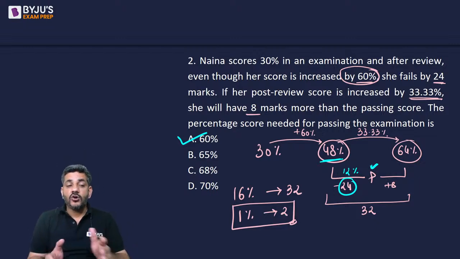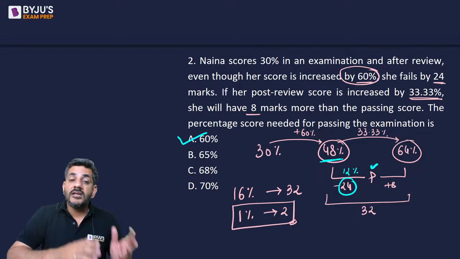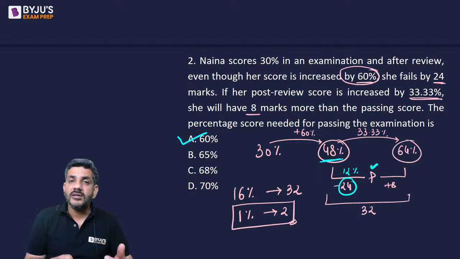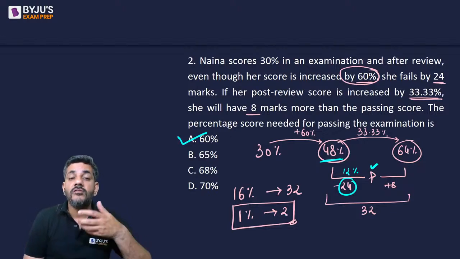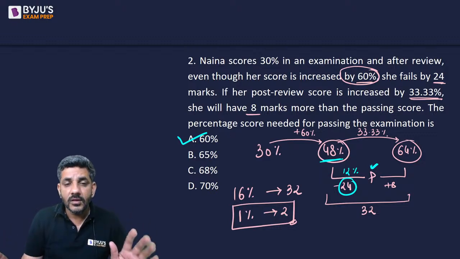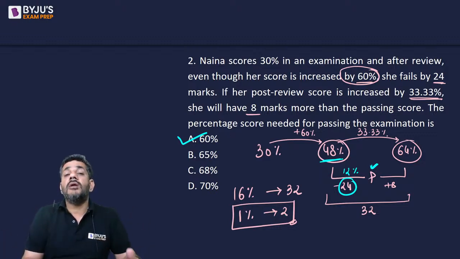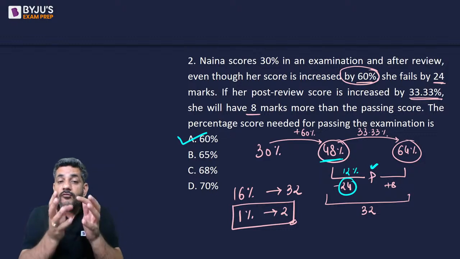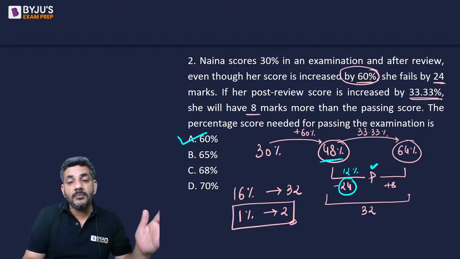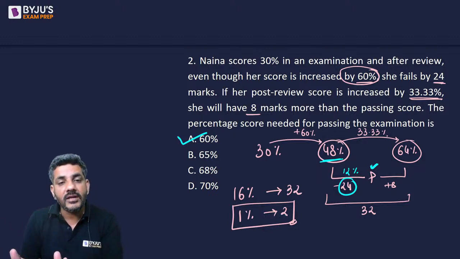In these questions, the common mistake that people make is adding 60 to 30. In percentages, it is very important that you understand which base the percentage is on. For example, at the end I am directly adding 12% to 48%. Why am I doing that? Why am I not calculating 12% of 48%? Because that 48% is of total marks and that 12% is also of total marks. So they can straight away be added, 48 plus 12.